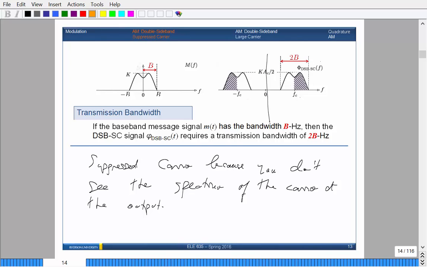All right. So if the baseband message signal has a bandwidth of B, then the double sideband suppressed carrier signal has a bandwidth of 2B, and you require twice the bandwidth if you want to transmit this signal over your channel. Okay?